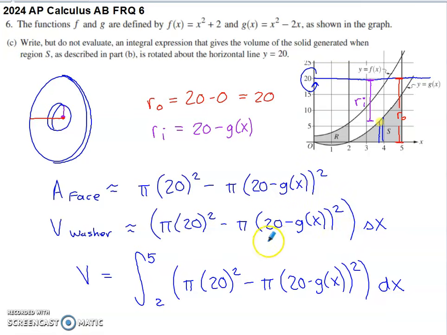I want to add together infinitely many of these washers' volumes, so I'm going to let the integral do the rest of the work. I'm going to add together infinitely many by integrating that exact expression. Once again, in its limiting form, the delta x turns into dx. And what x's do my slices range between in the region S? 2 on the left edge and 5 on the right edge. Luckily enough, in this part, we do get write but do not evaluate. Once again, we are done right there.